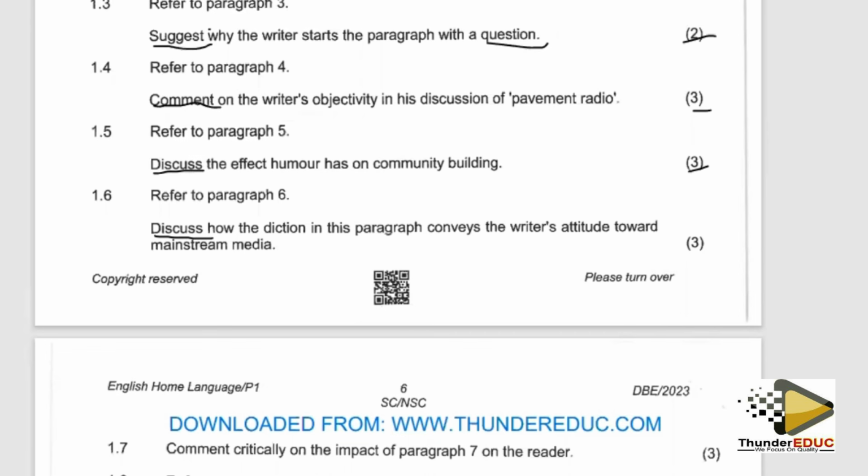All right. Humor has a positive effect on the community building. Humor has an uplifting effect on the community. So those are the things that can be brought in and you can bring into the markers.